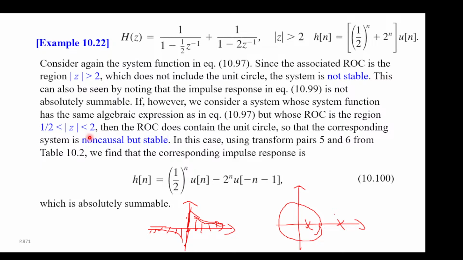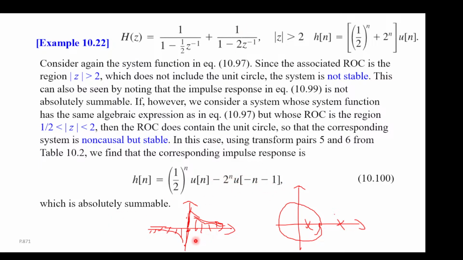If you choose this ROC, the system should be stable, but it's not causal anymore because it's not the outermost ROC. If you choose the ROC between 1/2 and 2, then our small h of z, from the partial fraction expansion, inverts as follows. This term inverts to the outside because |z| is greater than the pole here, so it's still (1/2) to the n times u of n. But this part inverts to the inside, so it is minus 2 to the n times u of minus n minus 1.